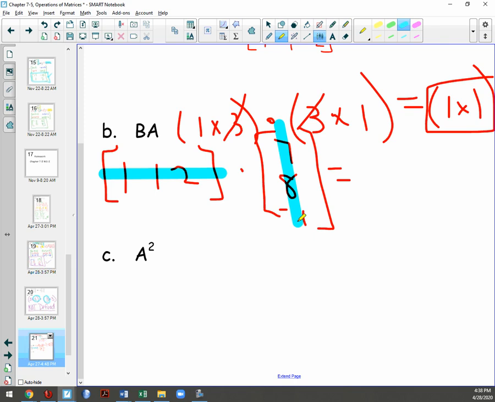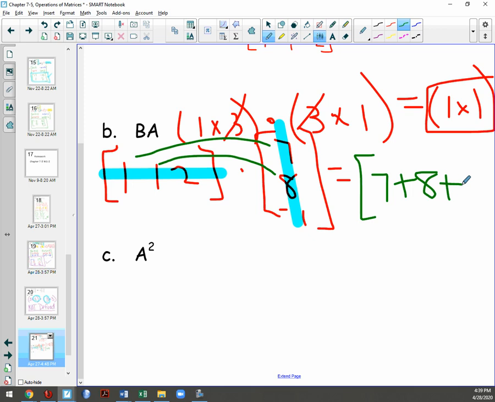So I take row 1 and multiply it by column 1. That is going to give me 1 times 7 is 7, plus 1 times 8 is 8, plus 2 times -1 is -2. 7 plus 8 is 15. Minus 2 is going to be 13. There's my 1 by 1. Totally possible.